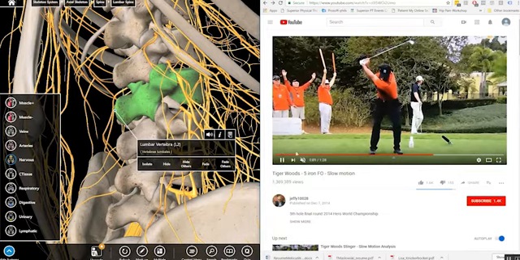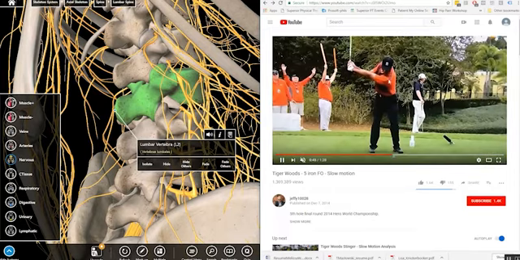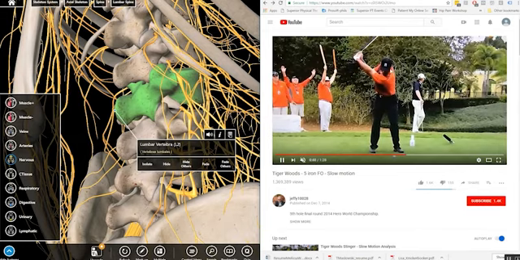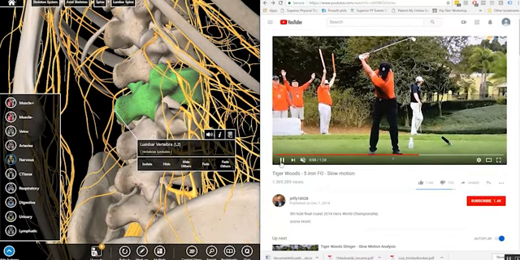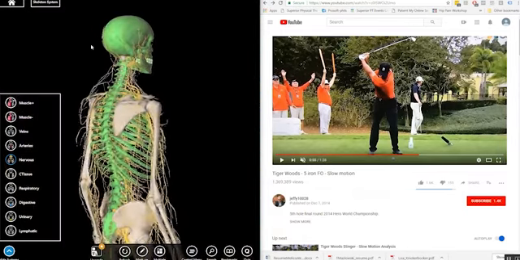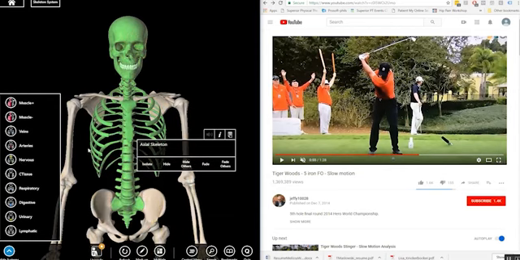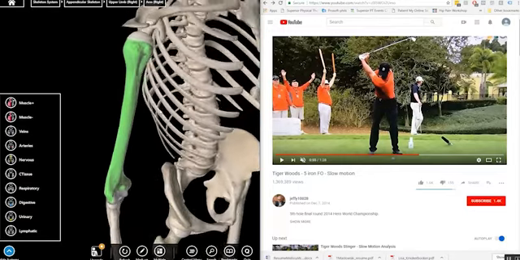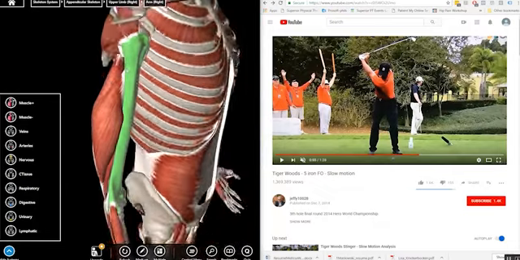You can see that during his backswing, let's go back to that position. During his backswing, this left shoulder in particular goes through what's called horizontal adduction. And basically that's just the arm reaching across the body. Well, again, if I zoom out and I take my nerves away, and if I zoom into the shoulder, you see how, let's give me some muscles too, maybe. So rotator cuff.